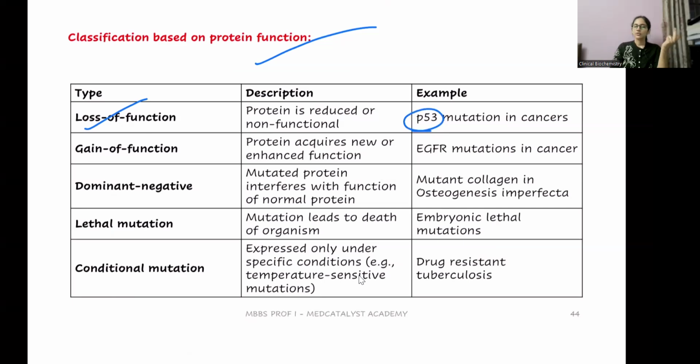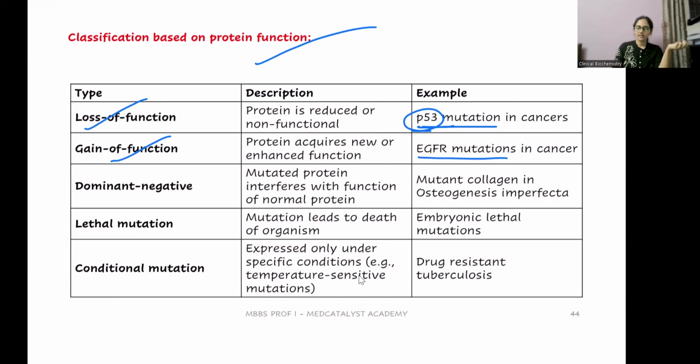Then gain of function mutation, when the protein function is aggravated or very much increased, it becomes more reactive. Yes. So again, in cancers, you have EGFR mutations, wherein cell division is happening and it is not controlled, is it not? Again, the control mechanism is lost in the case of P53 mutation, that is loss of function. When the one that stimulates cell division is increased, then that is what is gain of function mutation.